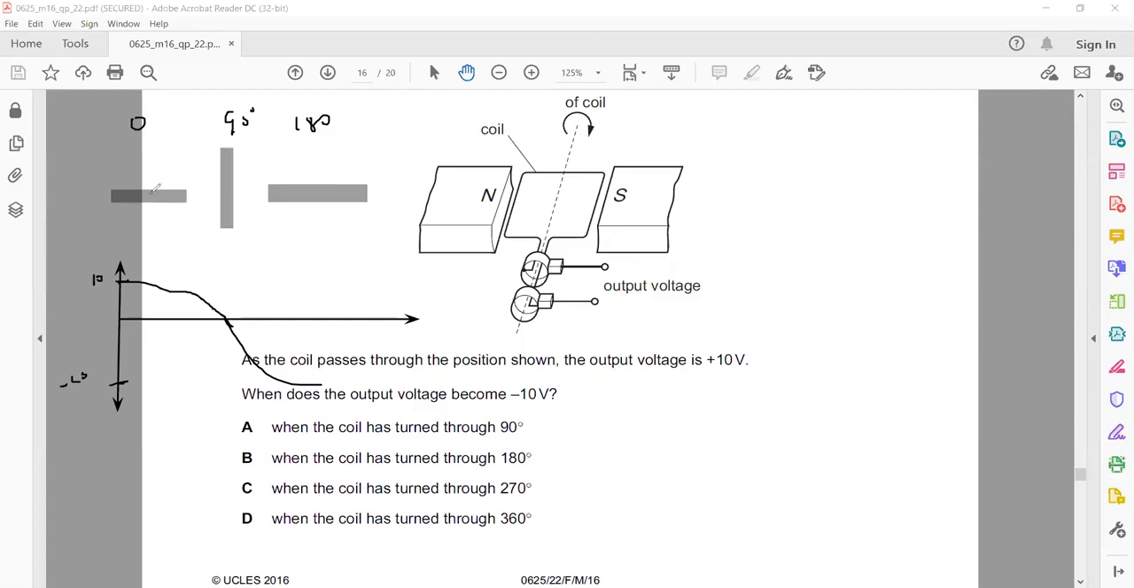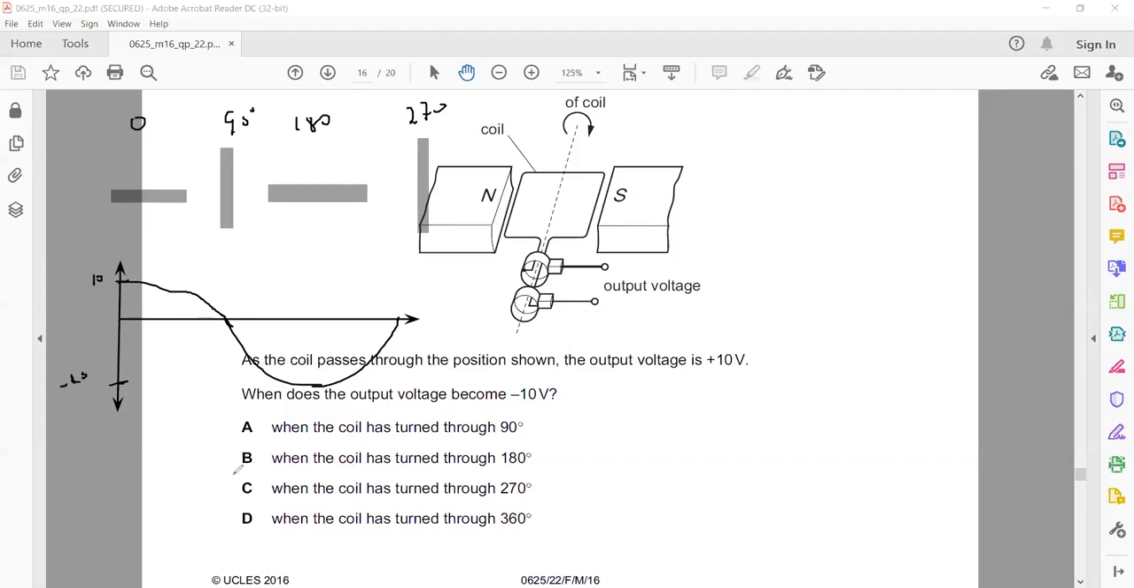So at 0 you are getting 10, according to this figure, because it depends on which position you started. This is the position they show, so this is the angle 0. When it becomes 90, it becomes vertical, so the voltage will be 0. When it is 180, voltage will be maximum but in the opposite direction, so minus 10. When it is 270, if it started horizontal, then 270 means vertical. And when it is vertical, the voltage is 0.